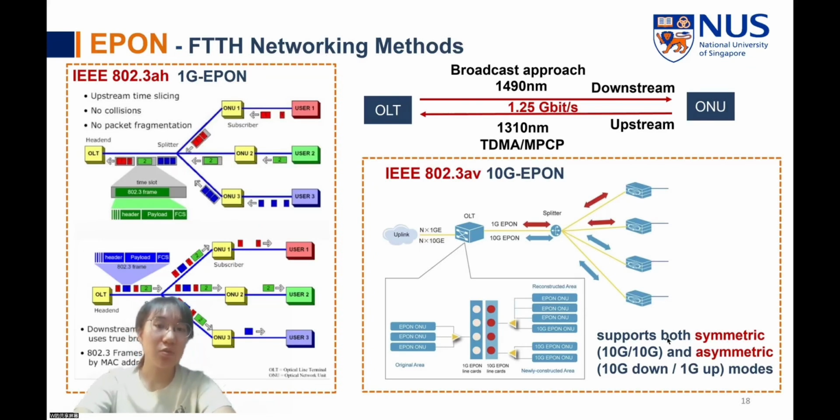Also, it is noteworthy that 10G EPON can smoothly upgrade from 1G EPON. It can share the same ODN and can run 1G and 10G systems on the same OLT and port. This protects existing investment and supports future high-speed needs.